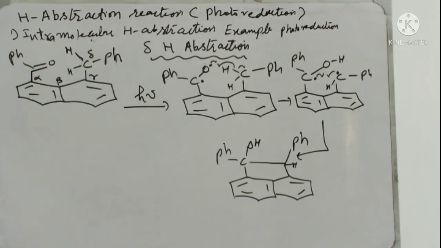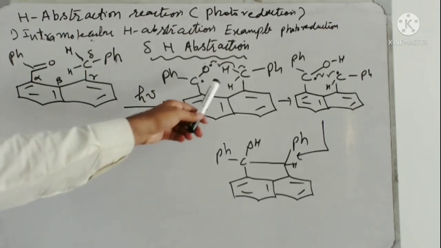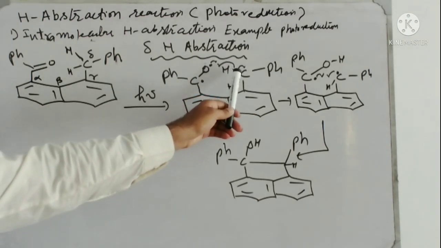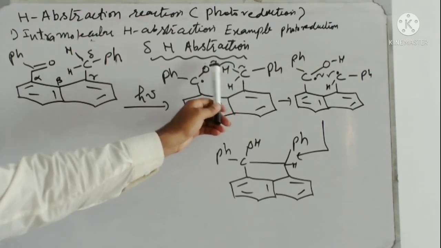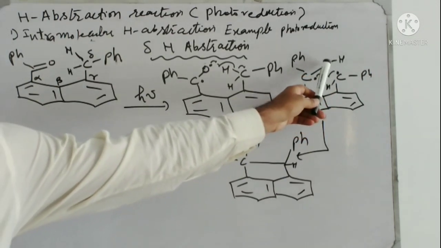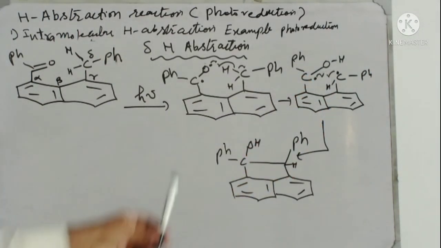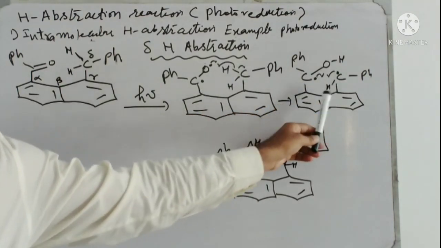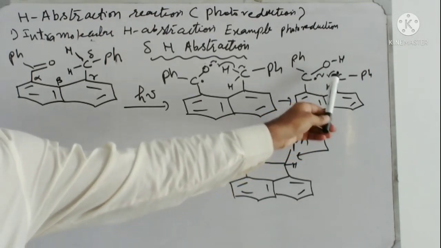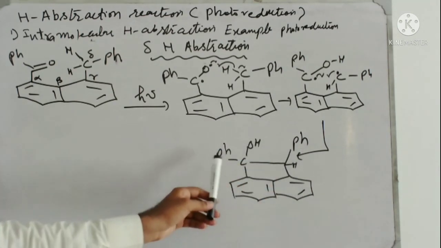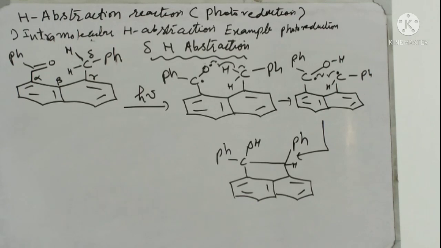This alkoxy radical is in the triplet excited state. Then this C-H bond undergoes homolytic cleavage. This oxygen radical and this hydrogen radical form a single covalent bond to produce OH here, and then we have a radical at this position. If we count 1, 2, 3, 4, 5, this 1,5-diradical recombines to form a five-membered ring, and we get this type of alcohol derivative. So this is an example of intramolecular hydrogen abstraction.